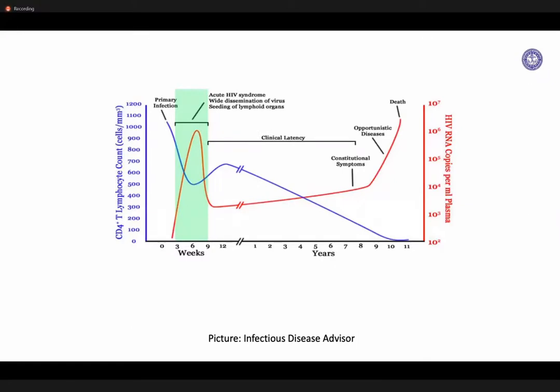Now, this is the reason why we need standard precautions, what used to be called universal precautions, to protect ourselves from those who are in that middle part, clinical latency.